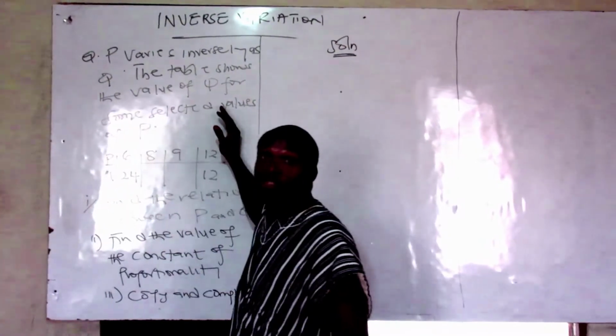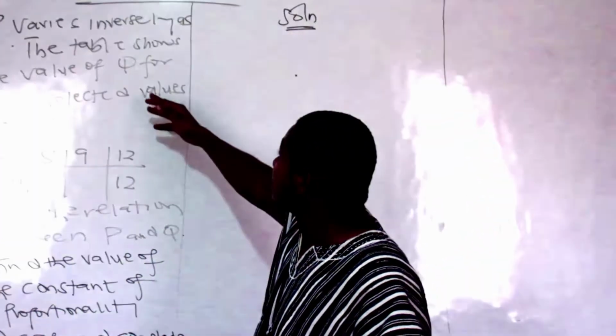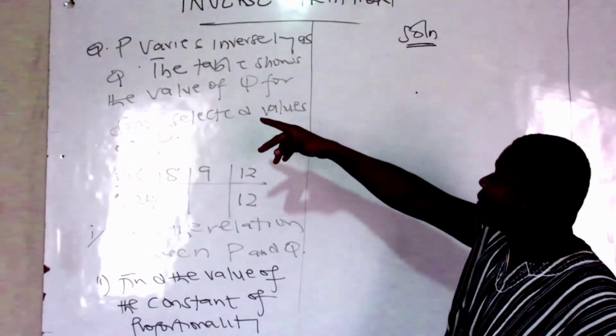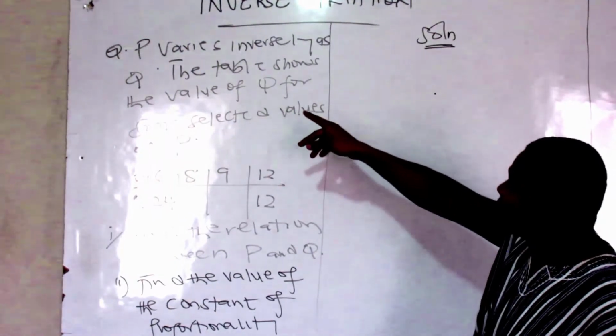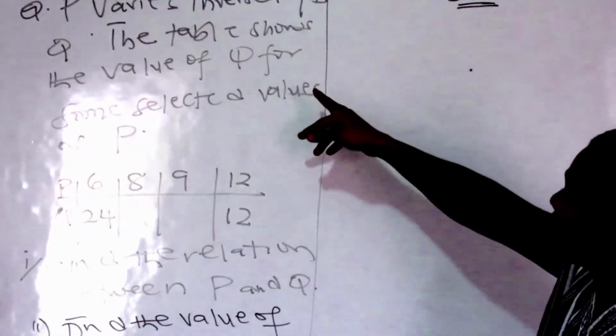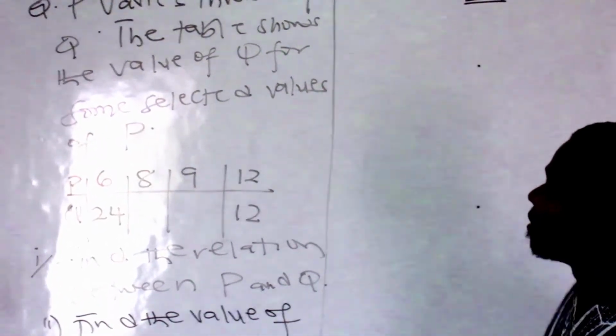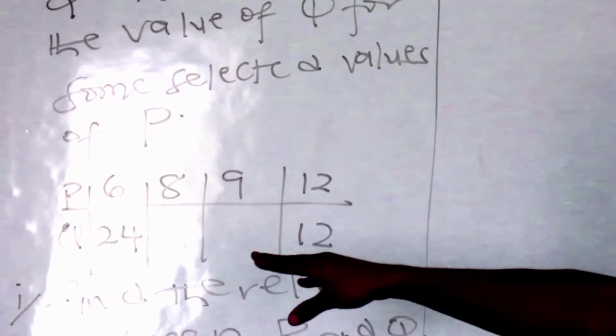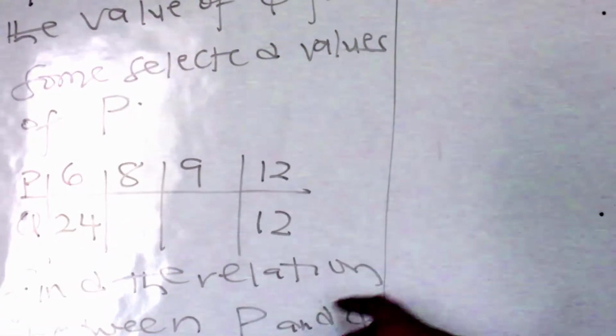Okay, there is our next question. It reads, P varies inversely as K. The table shows the values of K for some selected values of P. Now you have the P values you see there, and K. I think there are some gaps here. Find the relation between P and Q.